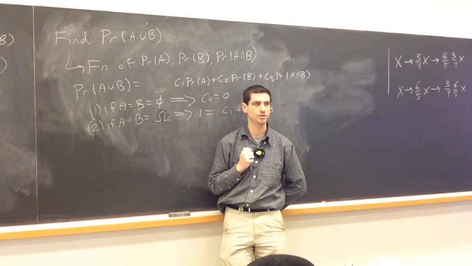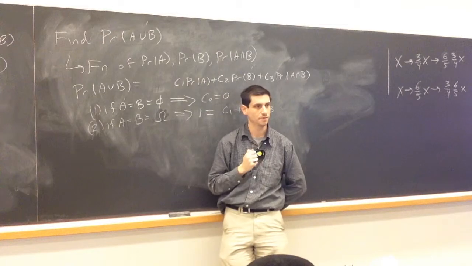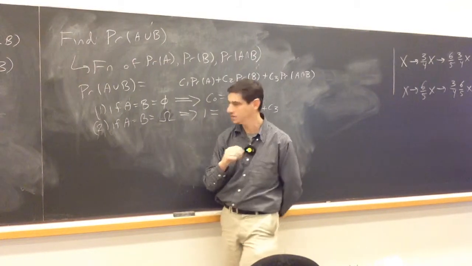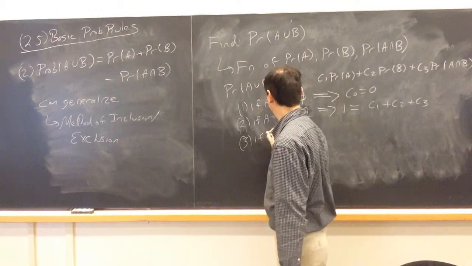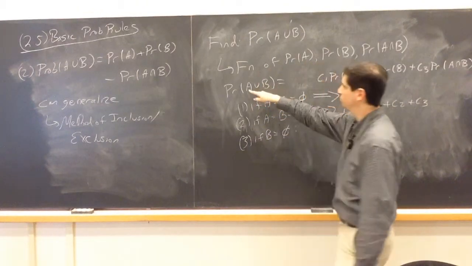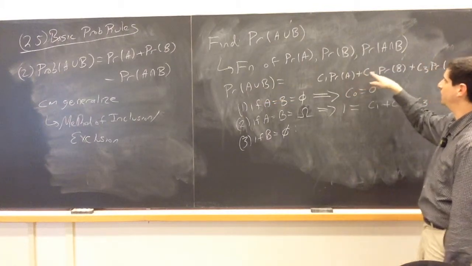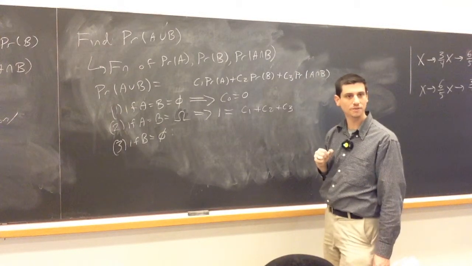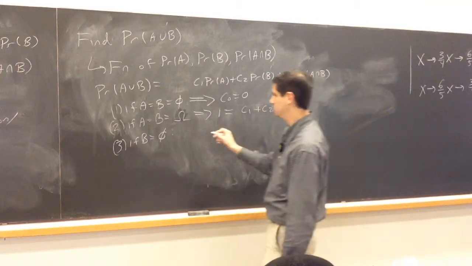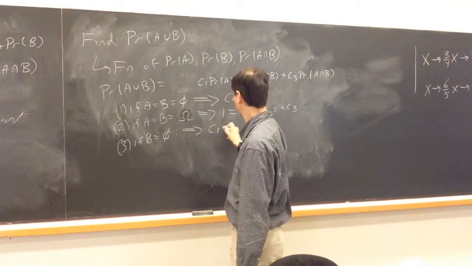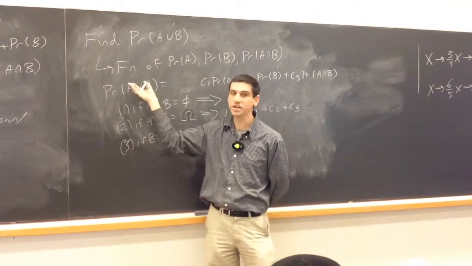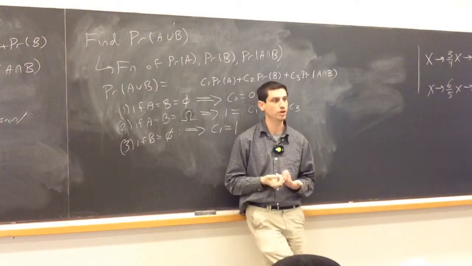There's another really good choice we could take. Good. I don't think you even need to go as far as A being omega. I think if you just take B to be the empty set, that's enough. So let's try: if B is the empty set, then we get the probability of A is C1 probability of A plus 0 plus 0. So what do we know about C1? C1 has to be 1. We would have gotten this if we had also taken A to be omega, but we can be a little bit more general.